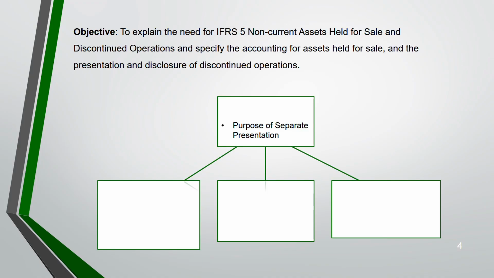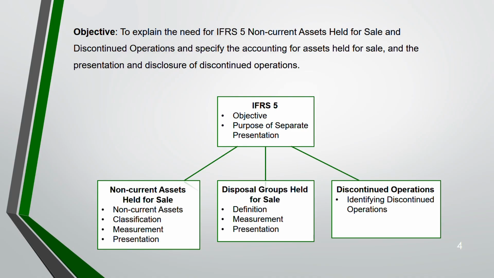So the main purpose is the need for IFRS 5, that is to identify non-current assets held for sale and discontinued operation, because you will present them separately from your other assets in the statement of financial position and profit and loss statement. Now, these are the three things under IFRS 5 that we are going to deal with.